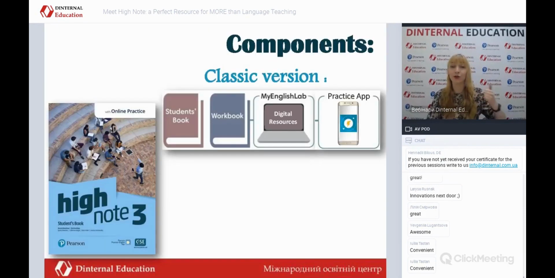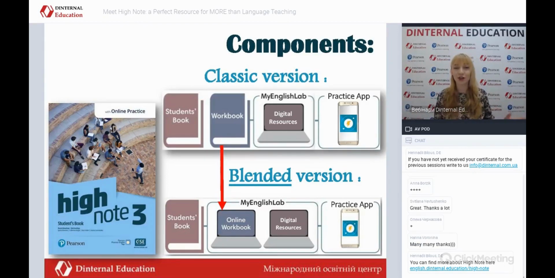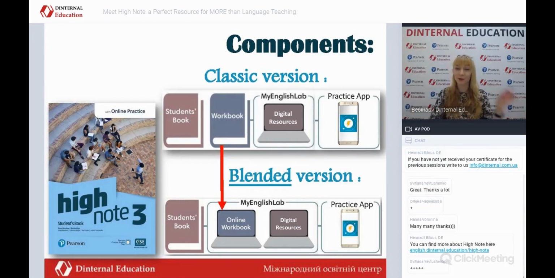So that's the classic version: student's book, paper workbook, extra activities and digital resources plus the practice app. But again, as our regulars, people who are here very often, I'm sure you can always choose the blended version and choose to work with the fully online workbook. You will get the same extra activities and digital resources as well. You will get your mobile app, plus the whole workbook will be online on My English Lab, which means no more checking homework. You check just writing and speaking, and that's it. Everything else is checked by the program.